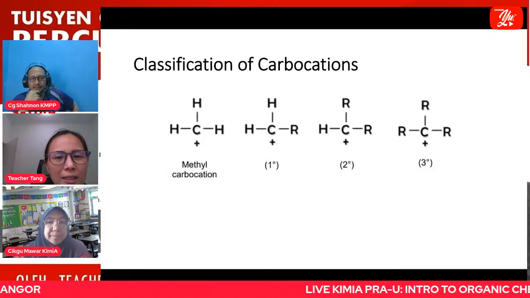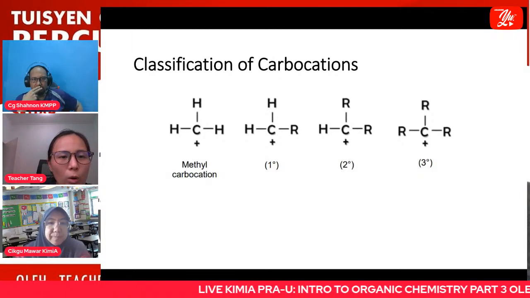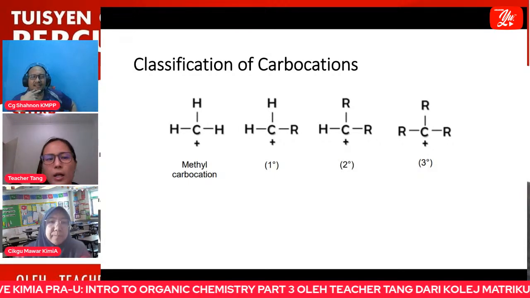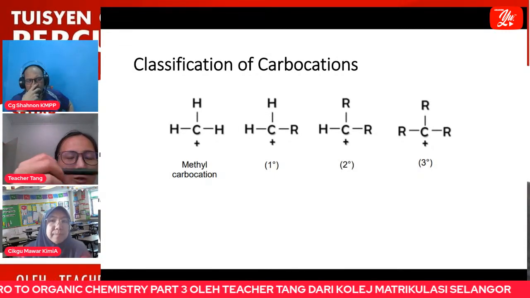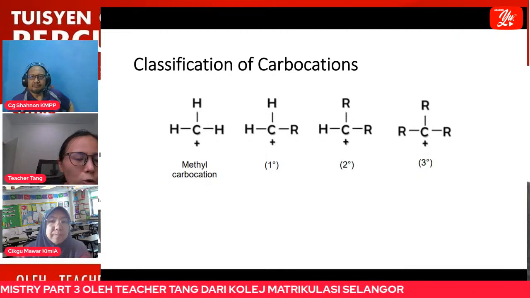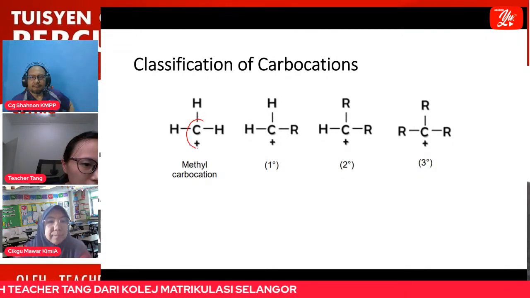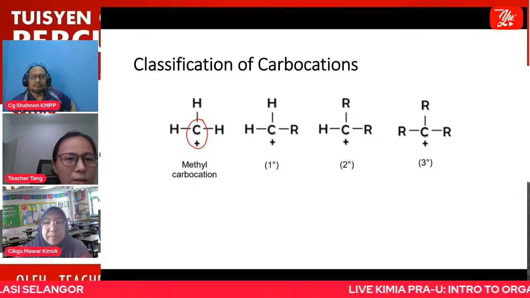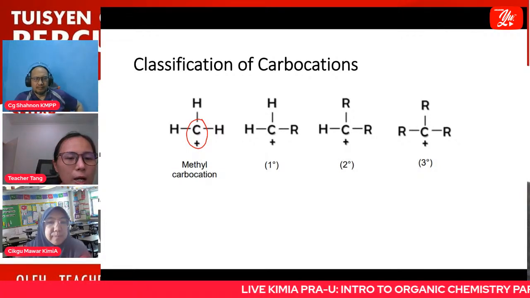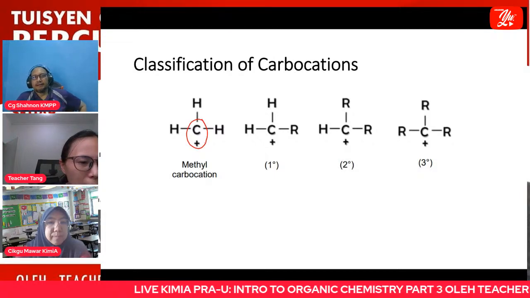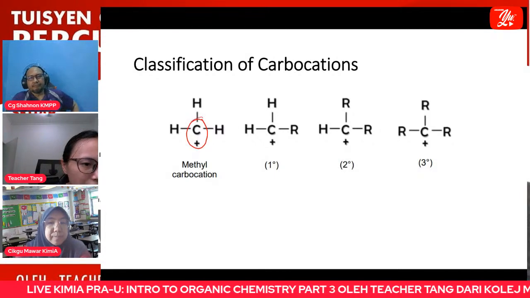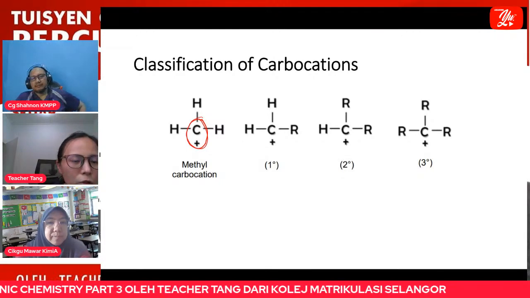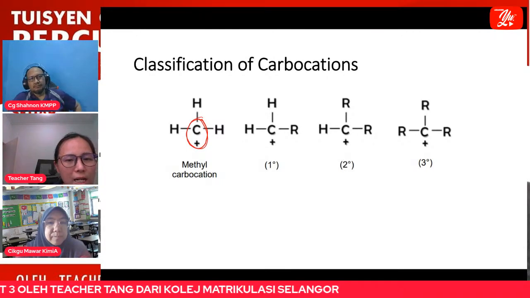So how do we classify a carbocation? It is also the same. We circle the reference carbon. Which one is the reference carbon? It is the carbon that carries the positive charge. For the methyl carbocation, can you see that this reference carbon is attached to no alkyl group? If it is attached to no alkyl group, then we call it a methyl carbocation.